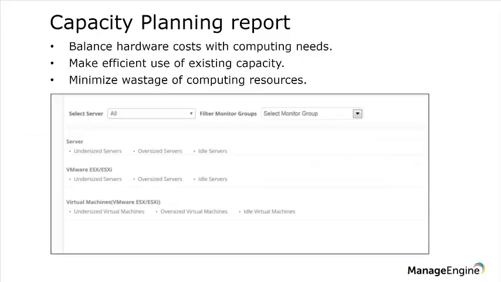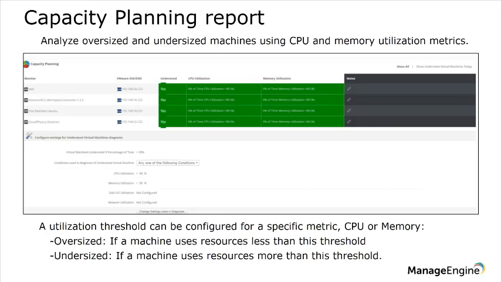The next report type is capacity planning, which helps IT enterprises balance hardware cost with computing needs. The major objective of effective capacity management is to make efficient use of existing capacity and minimize wastage of computing resources. You can set a utilization threshold for a specific metric like CPU or memory, where a machine is oversized if it uses resources less than this threshold, or undersized if it uses more than the threshold that you apply.